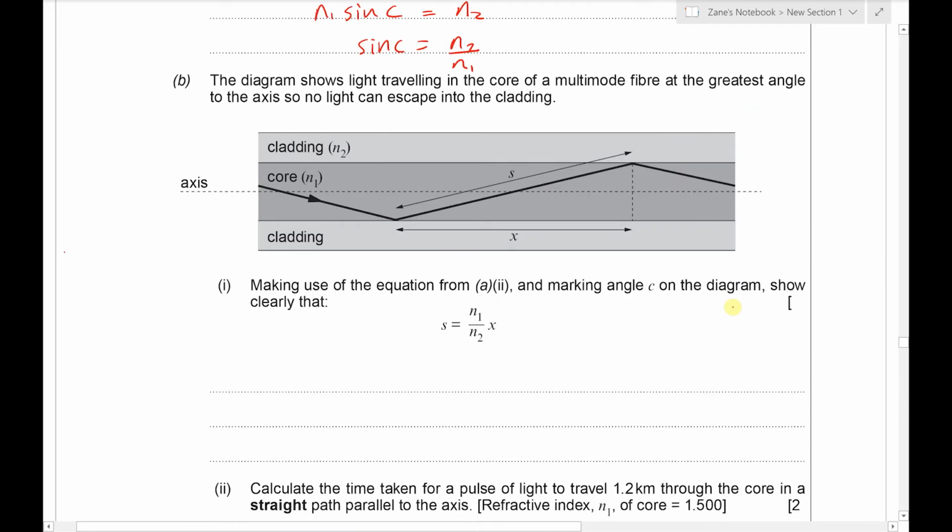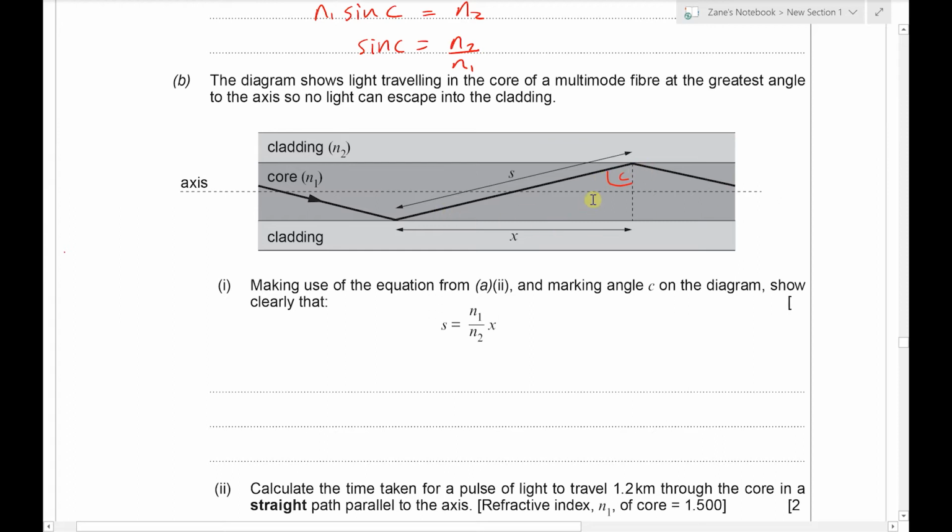For the next part of the question, the diagram shows light travelling into the core of a multimode fibre at the greatest angle to the axis so that no light can escape into the cladding. So in other words, this angle here is the critical angle C. We're told, making use of the equation from A2 and marking angle C on the diagram, which we've already done, show clearly that S is equal to N1 over N2 times X.